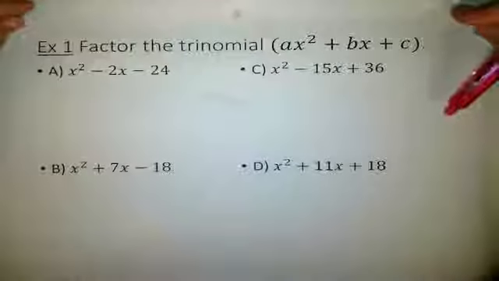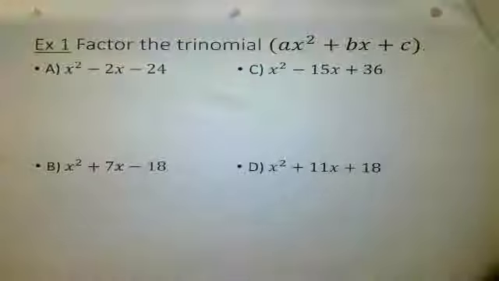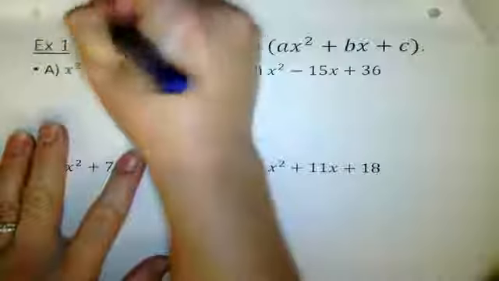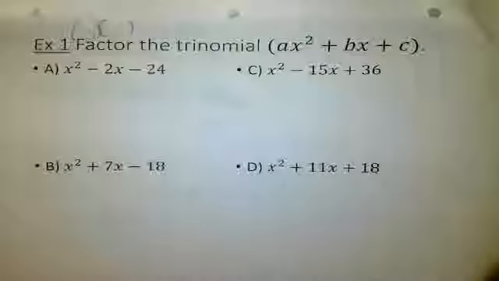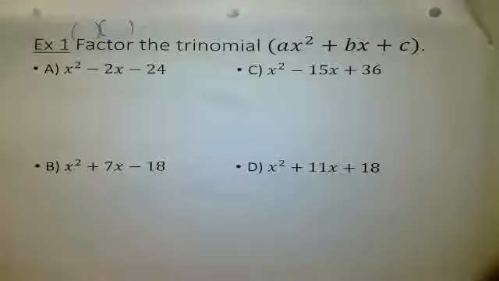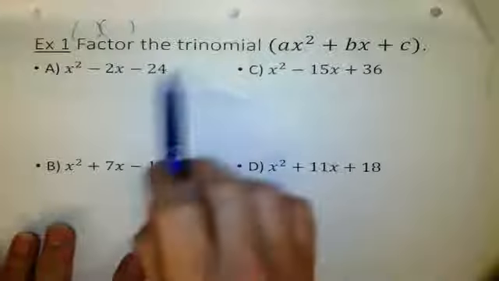Here we go. Example 1, factor the trinomial. And again, factor means double bubble. Okay, that's what they mean. Or unmultiply, unfoil, if you will, but I like to say double bubble. Factor the trinomial, double bubble. This is a trinomial. What does trinomial mean?